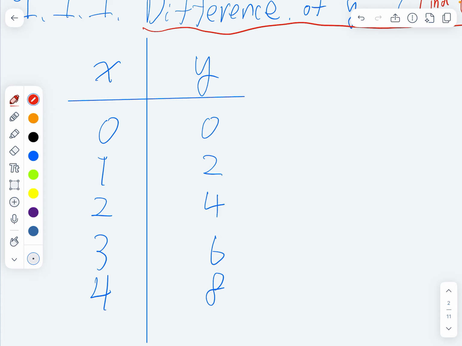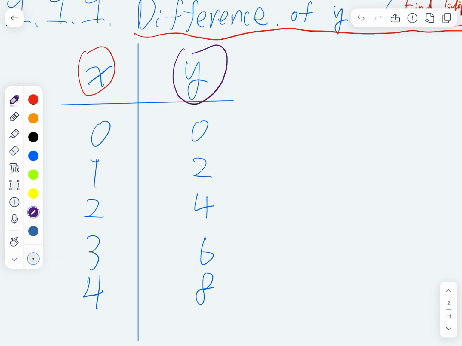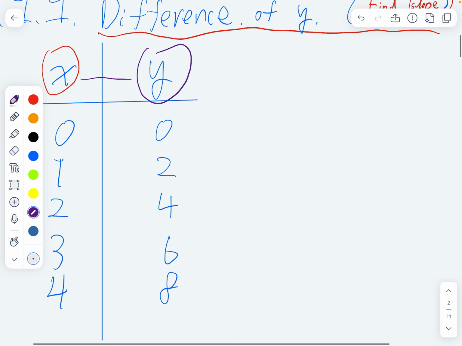According to this table, we can find two values. The first is x. The second is y. So the linear relation here is about the relation between x and y.